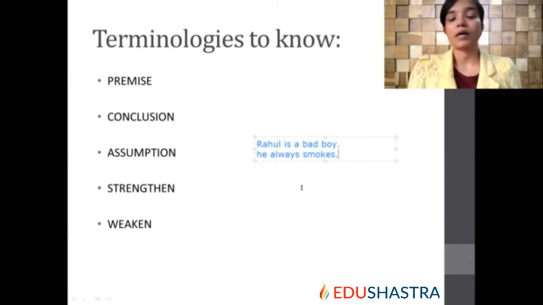Coming to the weakening part, when I say weaken the argument, what will you do? You will save Rahul and then you'll go against me. You will weaken my conclusion. So how do you do that?